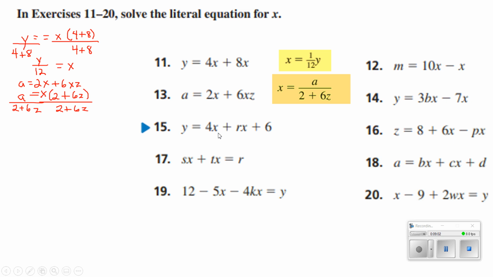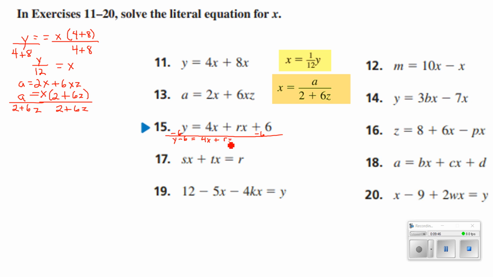Y equals 4x plus rx plus 6. I'm going to try to do this one over here just to see if I can save you room. Remember, we want x to be removed, but this time I can't really remove it from the whole thing because we have 6 over here. So I'm going to subtract 6 first, and I'll subtract it from this side. That's going to give me y minus 6, which is going to be equal to 4x plus rx.